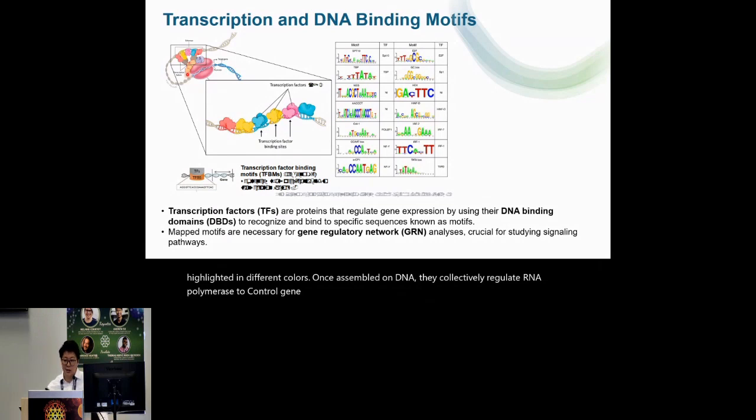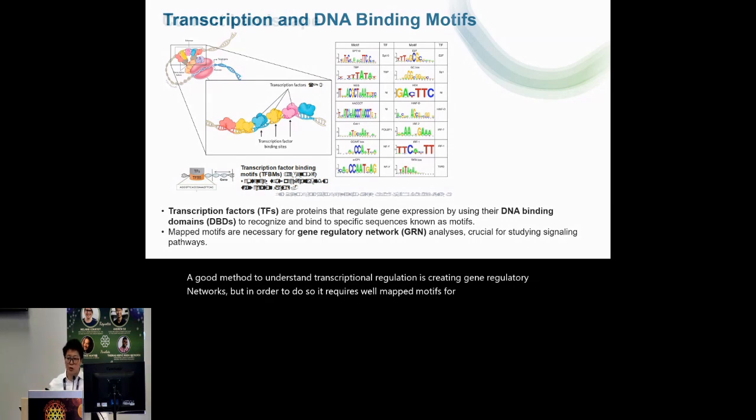A good method to understand transcriptional regulation is creating gene regulatory networks. But in order to do so, it requires well-mapped motifs for every single TF.